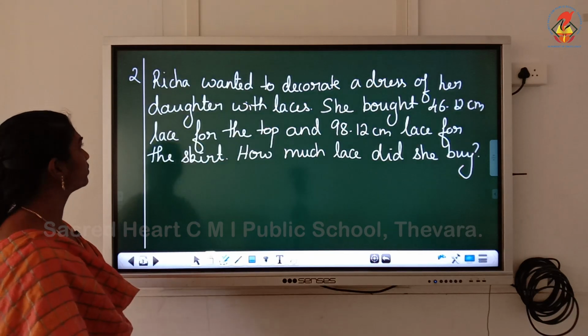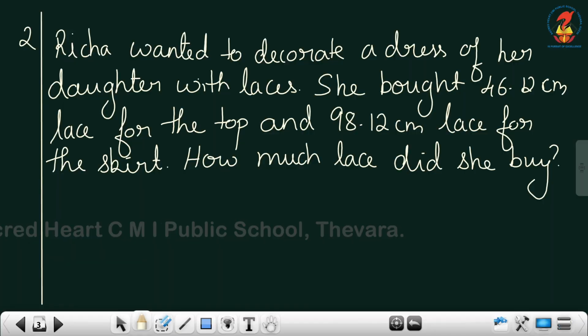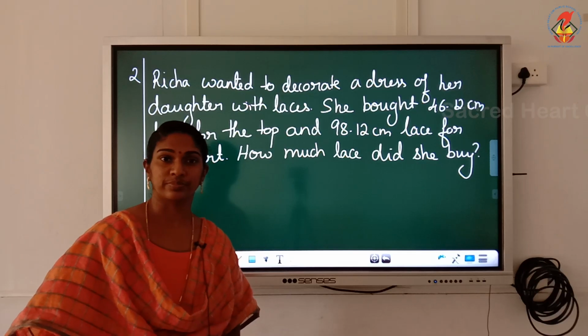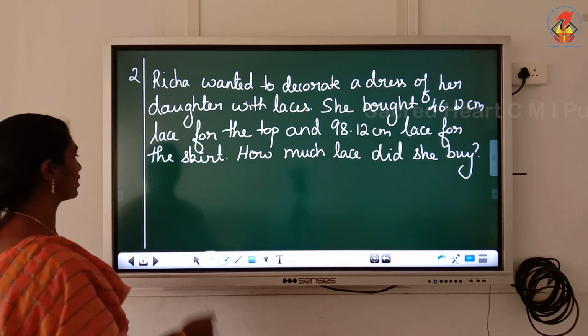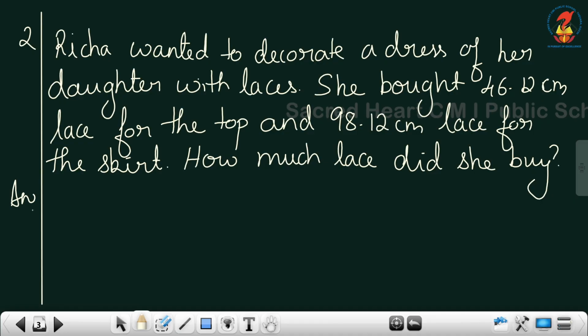Now, second question. Richa wanted to decorate a dress of her daughter with laces. She bought 46.12 centimeter lace for the top and 98.12 centimeter lace for the skirt. How much lace did she buy? What do you have to do here? Yes, we have to add. So write down. So what are the statements?